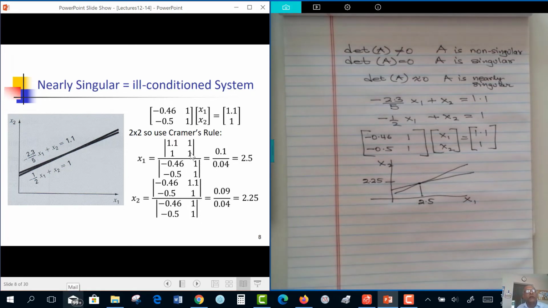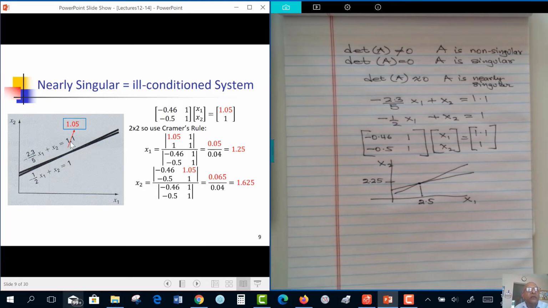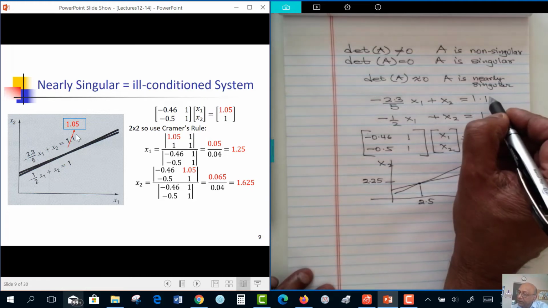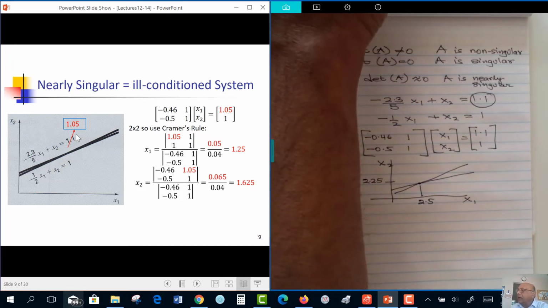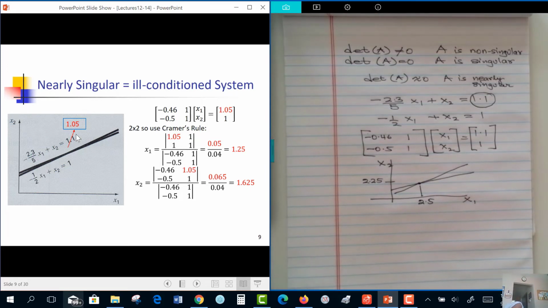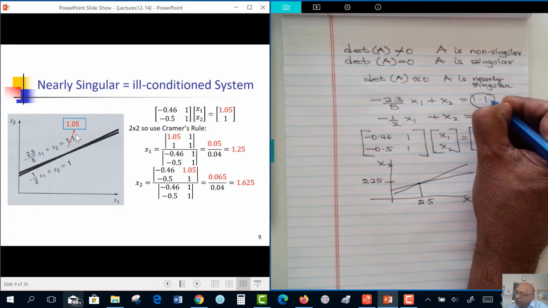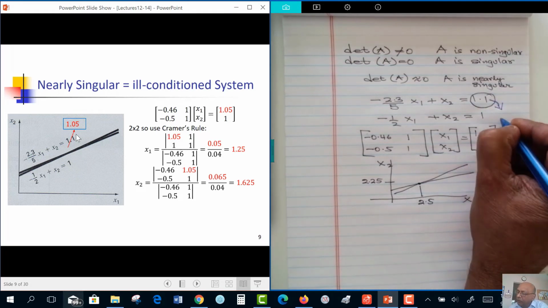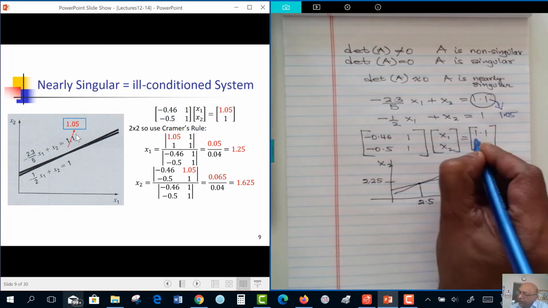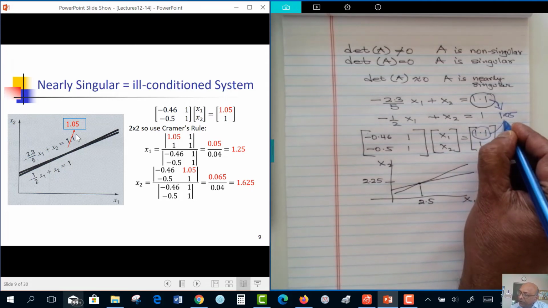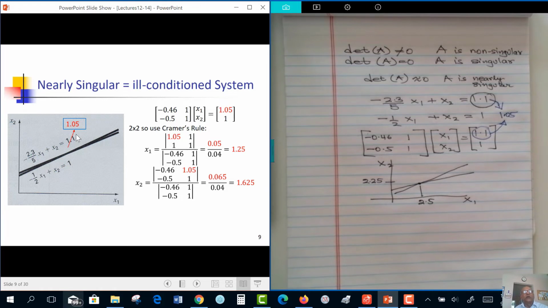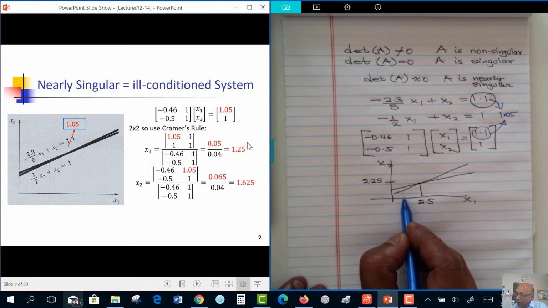Now, I'm going to leave it as it is and go to the next slide. I'm going to make just a tiny bit change. I'm going to change this number by a tiny amount. So I'm going to change this to 1.05. Suddenly, as I change it to 1.05, what happens is x1 moves to 1.25.